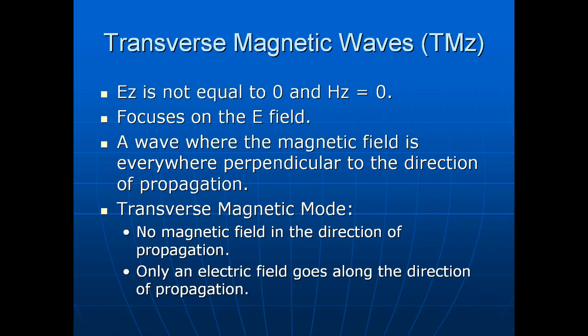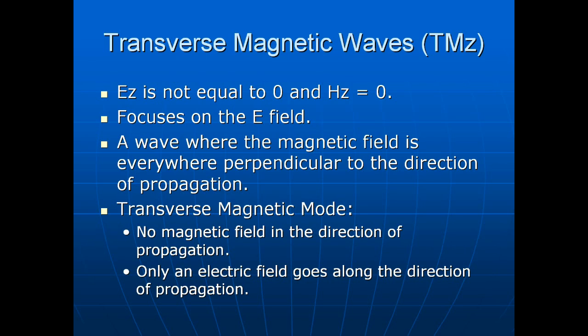Transverse waves, on the other hand, are waves where the magnetic field is everywhere as long as it is perpendicular to the direction of propagation. These waves focus on the E field and are defined when EZ is not equal to 0 and HZ is equal to 0. So it's basically the reverse of what the TE waves were concerned with.